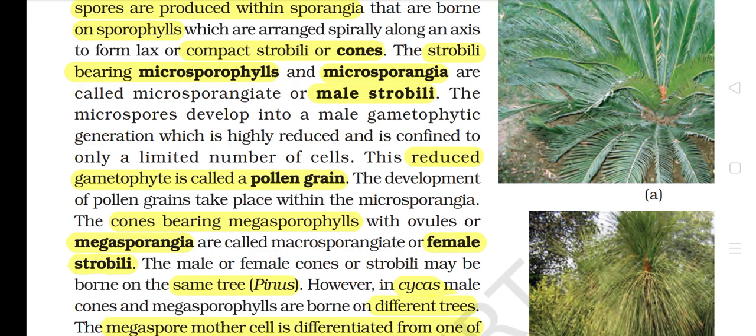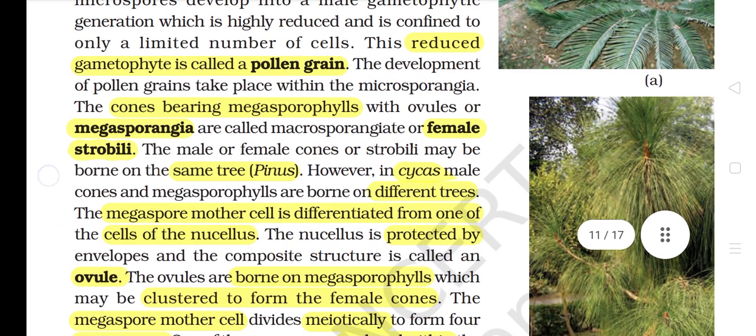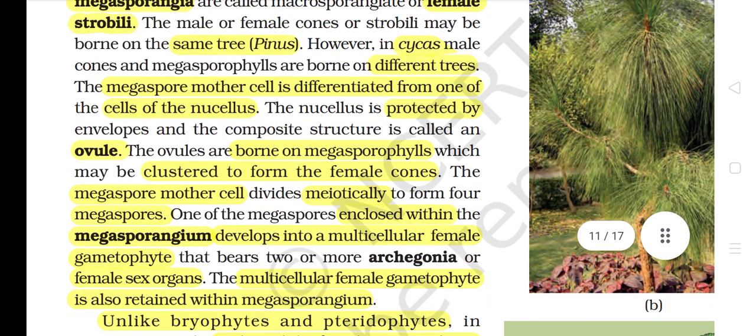The cones bearing megasporophylls with ovules or megasporangia are called macrosporangiate or female strobili. The male or female cones or strobili may be borne on the same tree, as in Pinus. However, in Cycas, male cones and megasporophylls are borne on different trees. The megaspore mother cell is differentiated from one of the cells of the nucellus. The nucellus is protected by envelopes and the composite structure is called an ovule. The ovules are borne on megasporophylls which may be clustered to form the female cones.